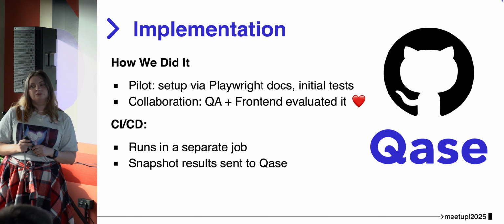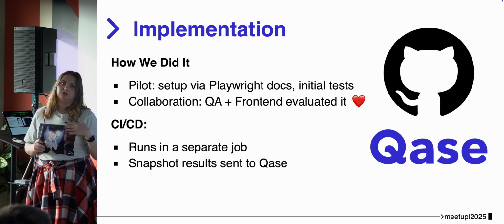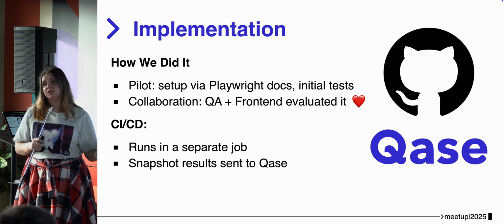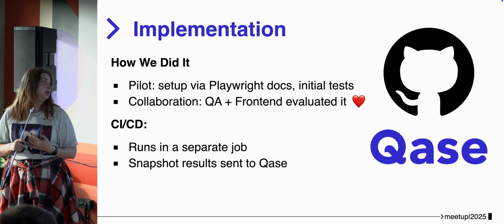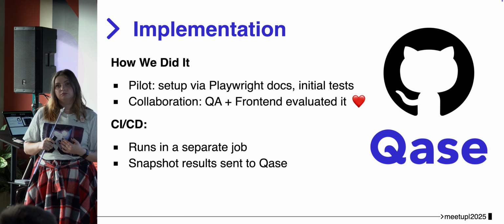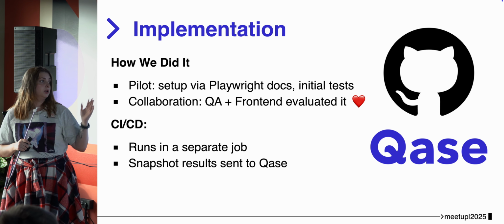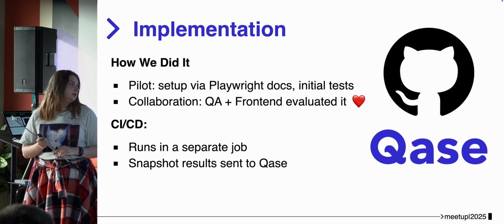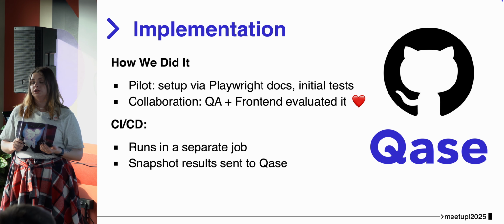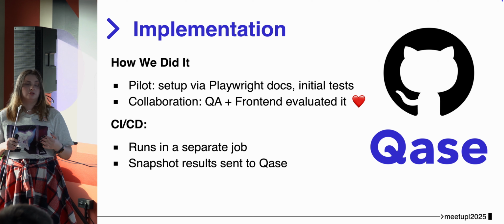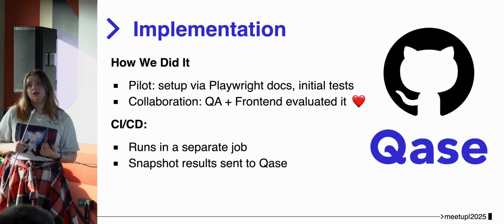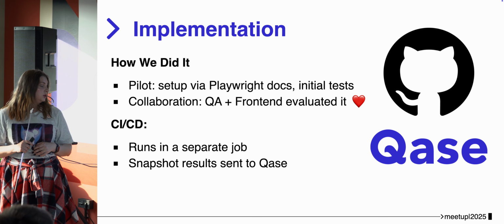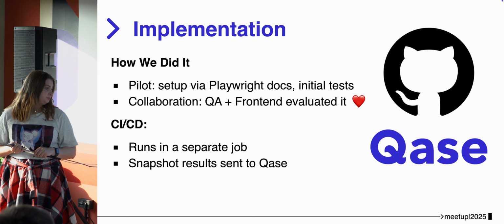How did we implement it? We started to research different tools, and it was a surprise for us that Playwright supports component visual testing. I set up a pilot version on my local machine using the Playwright official docs, and I wrote the first test. After that, I shared it with my front-end colleague. We researched some cons and pros and decided that it's okay for us, and right now we are using it.